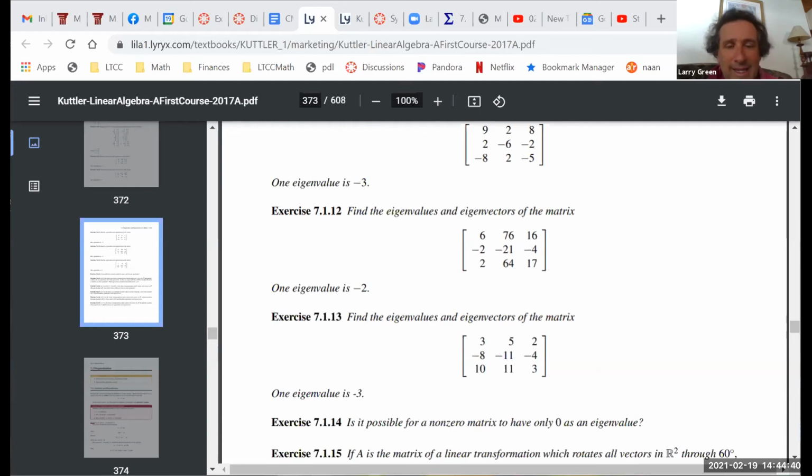And then you'll get one free variable. Okay, as long as the multiplicity of -2 is 1, then you know you'll get one free variable. And then let the free variable be 1 or whatever the common denominator is, whatever you want. And then you'll get your eigenvector. Does that make sense?